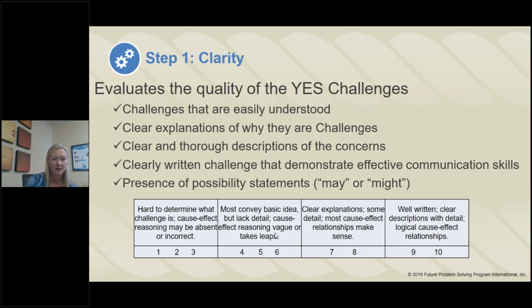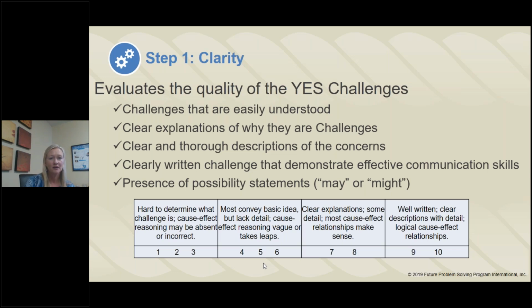For 4, 5, or 6 points, we're going to determine here where it lies, that most of them convey a basic idea. Maybe we're missing some details. Maybe the reasoning is very vague, or maybe there's some real leaps that the students have made that aren't very logical. So we would assign there the 4, 5, or 6, and wherever they lie on the rubric. And then for 1, 2, or 3 points, most of the challenges would be very hard to determine. The cause and effect may be absent or incorrect.